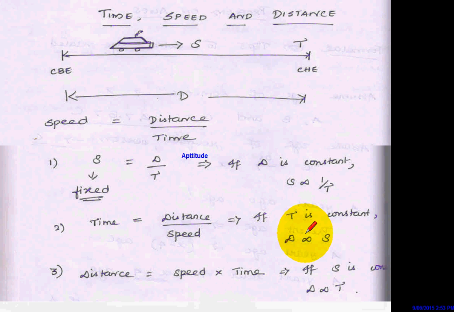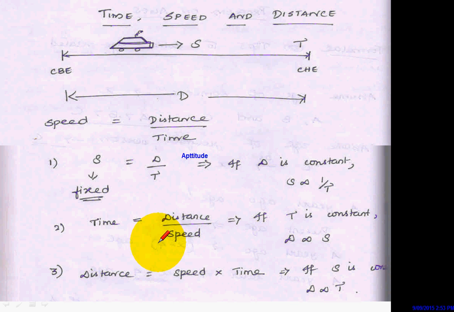See, case 1. Case 1 is if the distance is constant. Suppose the distance traveled by a particular object is constant. Say a train or a car is traveling from Coimbatore to Chennai. The distance between Coimbatore and Chennai is 300 kilometers. So that distance is constant. And if the distance is constant, then the remaining two variables are speed and time. The relation between these two can be derived as: speed is inversely proportional to the time taken. I will explain this scenario with the help of a diagram.